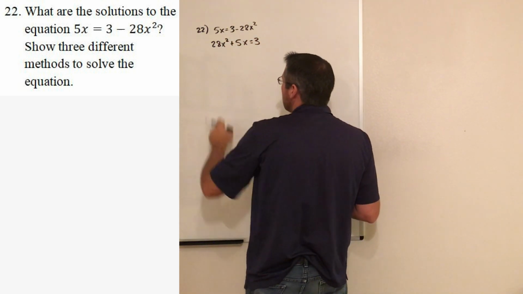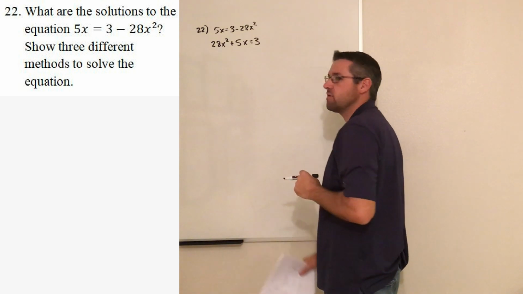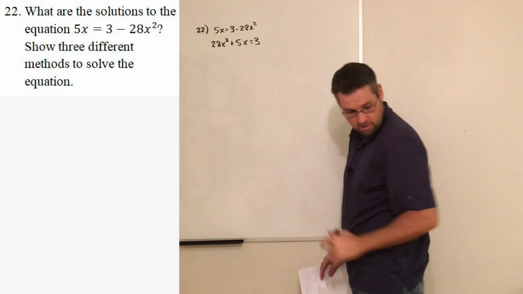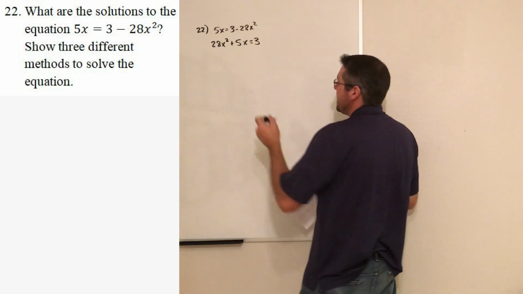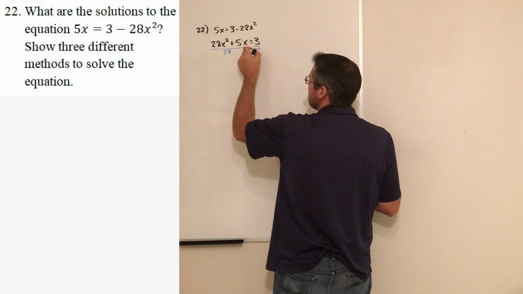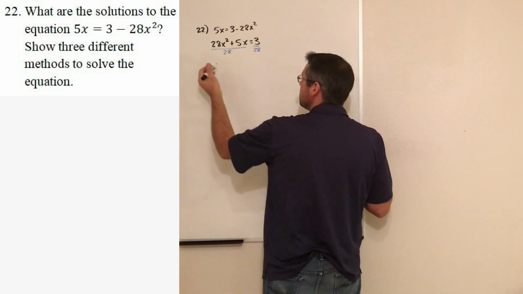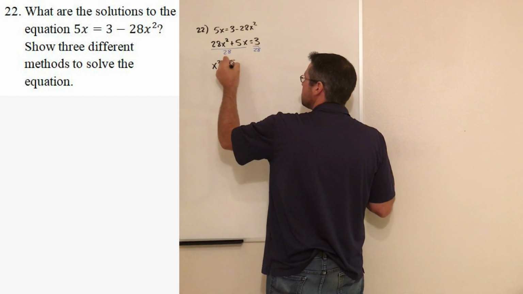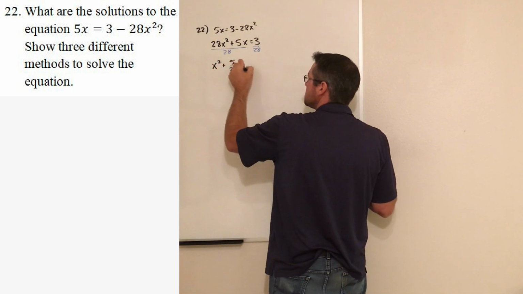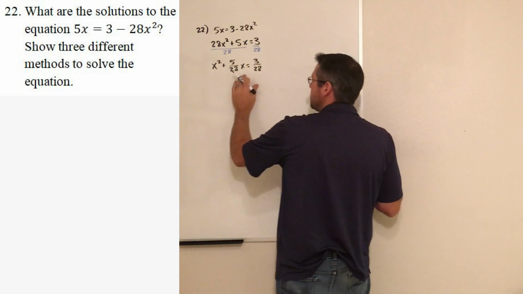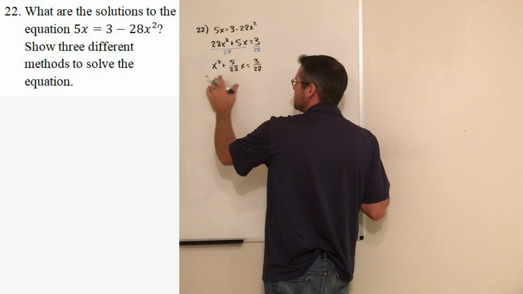Now from here, I need the a value in front of the x squared to be 1. So I'm going to divide everything by 28. And whatever you do to one side, you have to do to the other. So then this simplifies, if you want to call it that, to x squared plus 5 over 28x equals 3 over 28. Now from here, we need to complete the square on this side.